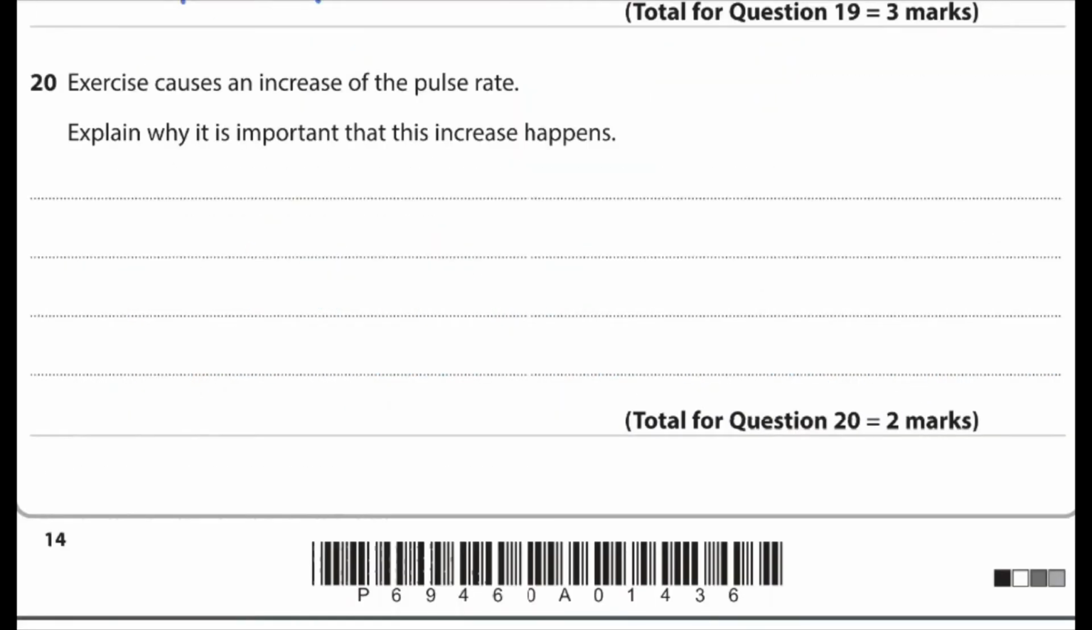Let's look at the 20th question. Exercise causes an increase of the pulse rate. Explain why it is important that this increase happens. We know when a person exercises, the person requires more energy. To produce more energy, the mitochondria has to produce ATP. That requires more glucose and oxygen if the mitochondria is doing aerobic respiration. So the pulse rate has to increase because it has to pump blood in order to send this oxygen and glucose and remove carbon dioxide, which is the waste product. So we will note about that.